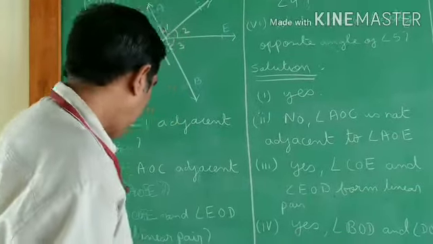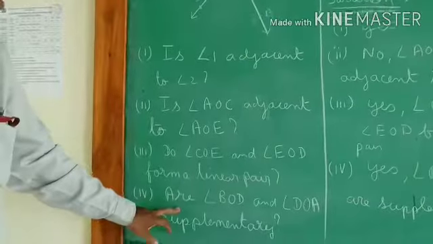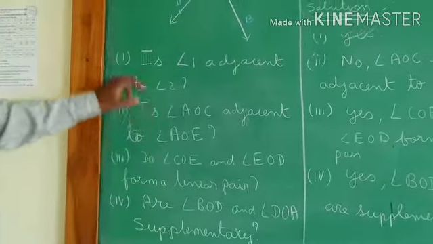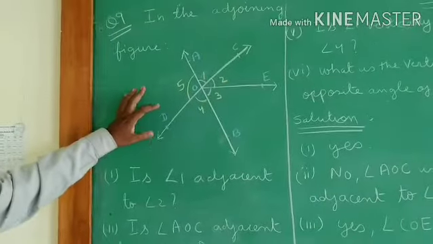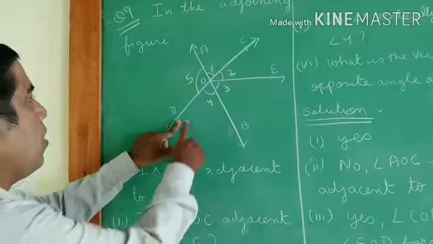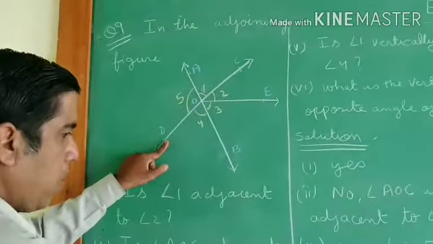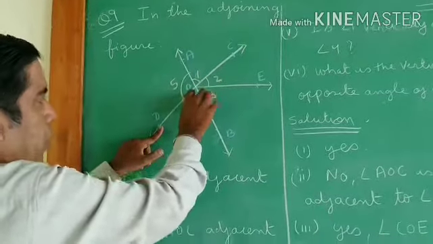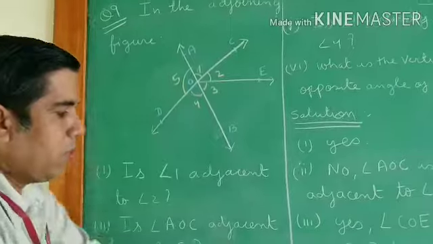Now fourth part, are angle BOD and angle DOA supplementary? So where is BOD? You can see in the diagram BOD, right? And angle DOA are supplementary. Yes, you can see the sum of these two angles is 180 degree. Because it is a line, so the answer is yes.